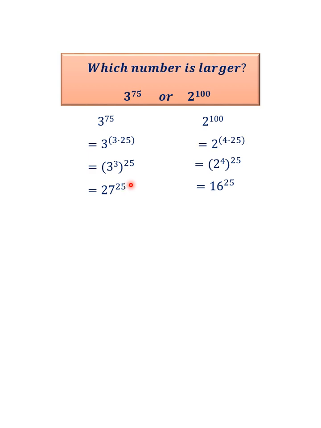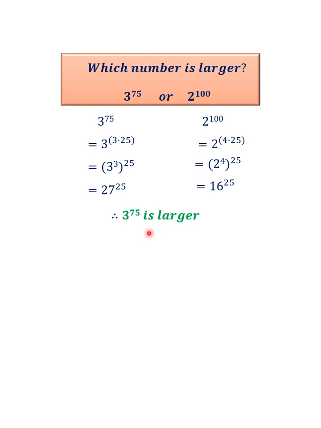So you can neglect that. Check the bases, 16, 27. Which one is larger? 27 is obviously larger. What it means is that 27 to the power of 25 is bigger than 16 to the power of 25. Consequently, 3 to the power of 75 is bigger than 2 to the power of 100. So we can conclude that 3 raised to the power 75 is larger. And that is the answer to the question.